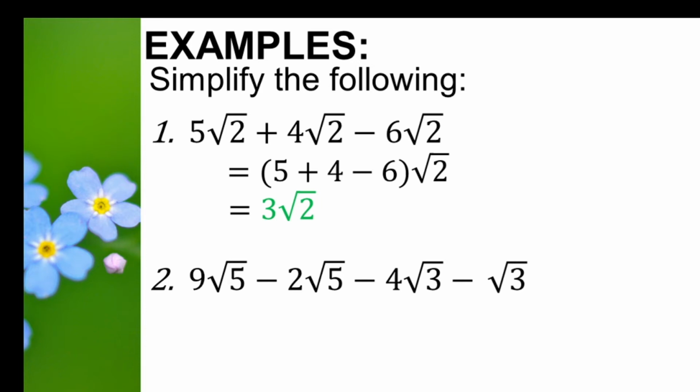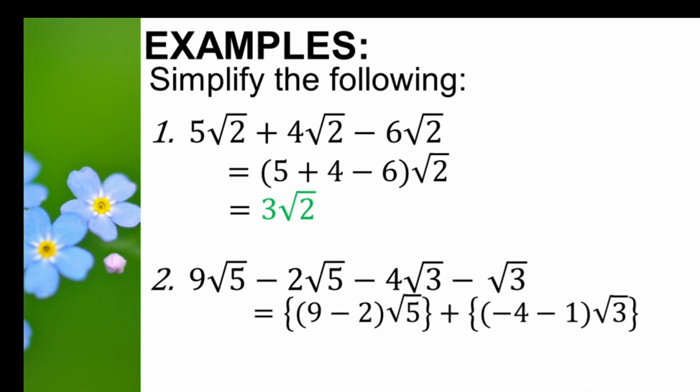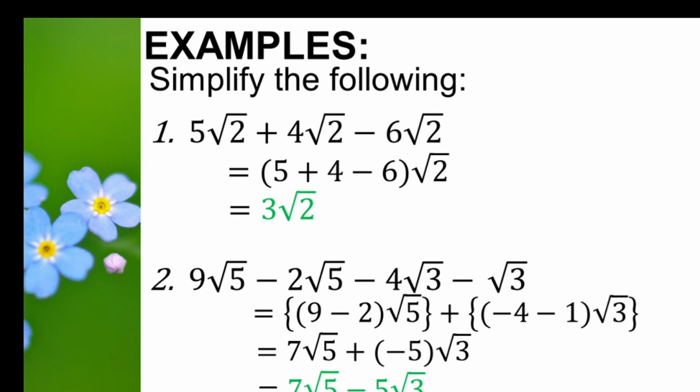Since we have two pairs of similar radicals, we need to group the similar radicals together and combine. So we have 9 square root of 5 minus 2 square root of 5, grouped together because they are similar radicals. And we have negative 4 square root of 3 minus the square root of 3, grouped together to simplify the expression. So we have quantity 9 minus 2 square root of 5 plus quantity negative 4 minus 1 square root of 3. This gives us 7 square root of 5 plus negative 5 square root of 3. Simplifying further, we have 7 square root of 5 minus 5 square root of 3.